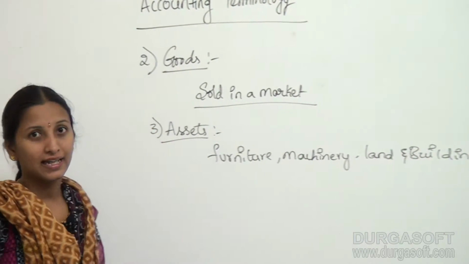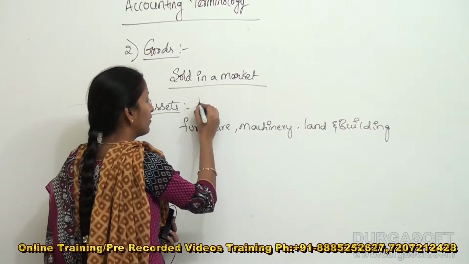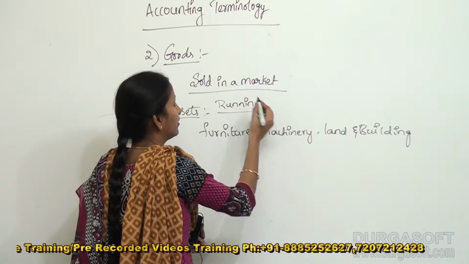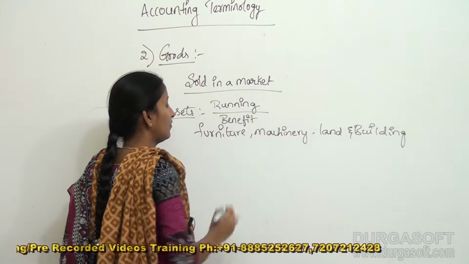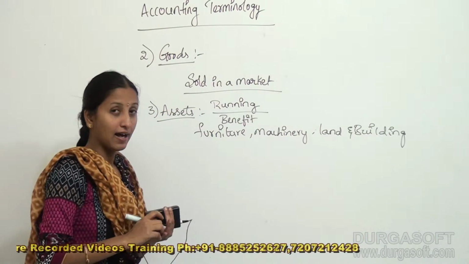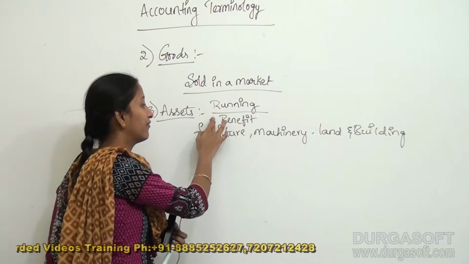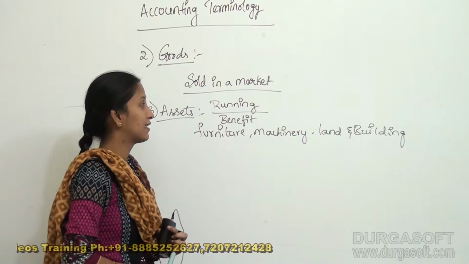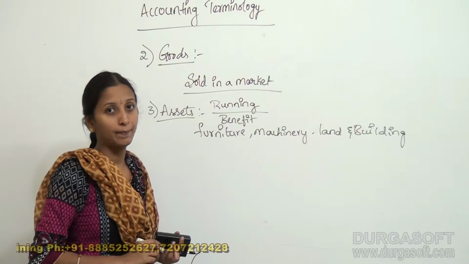Why are we calling it an asset? An asset is a thing which we run in our business, and on that we get some benefit. Whatever things are running in our business, on which we are getting benefit, those are called assets. It shows the benefit to the business.